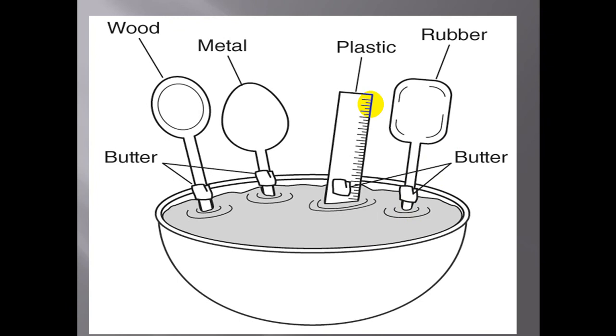When we leave them, we will notice that the piece of butter which is stuck here on the metal spoon will melt so quickly. Why? Because the metal spoon is a good conductor of heat. So the heat will pass from the boiling water to the metal spoon, making this piece of butter melt. What about the other ones? Nothing will happen to them. Why? Because they are not heat conductors.